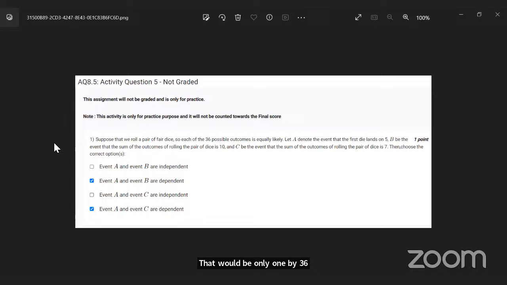So the probability of A is 1 by 6, the probability of C is 1 by 6, and the probability of A intersection C is the product of A and C, right? So A and C are independent, and A and B are dependent. Is that the right answer? Yeah, actually, that was the right answer, ma'am.